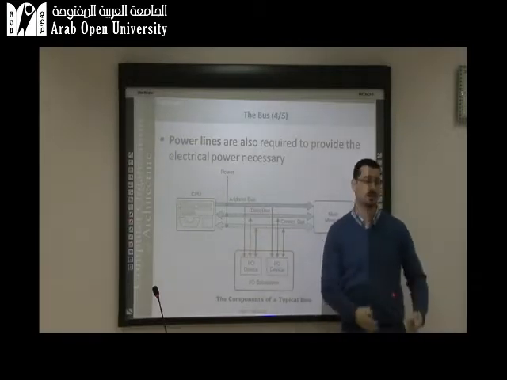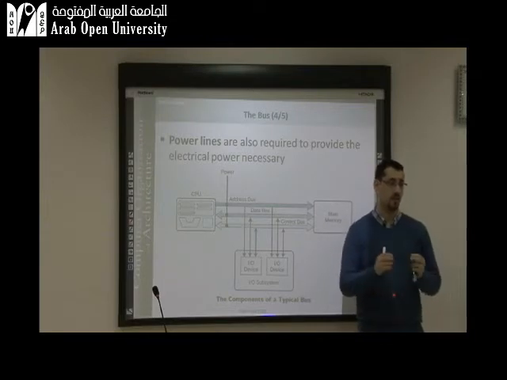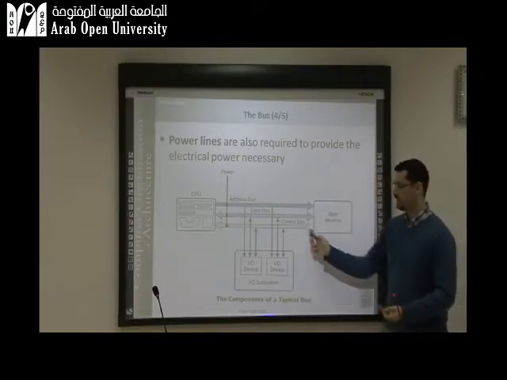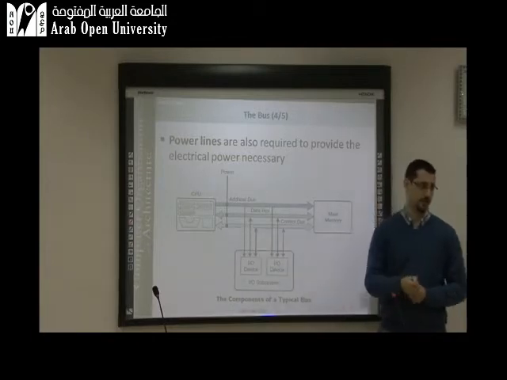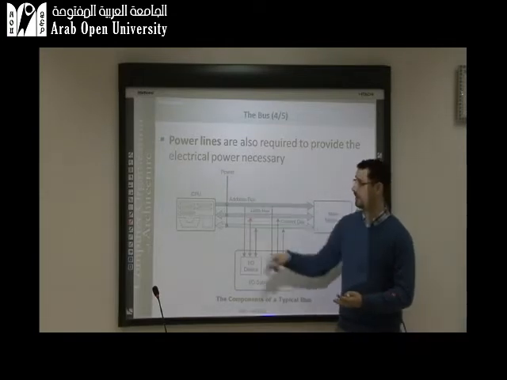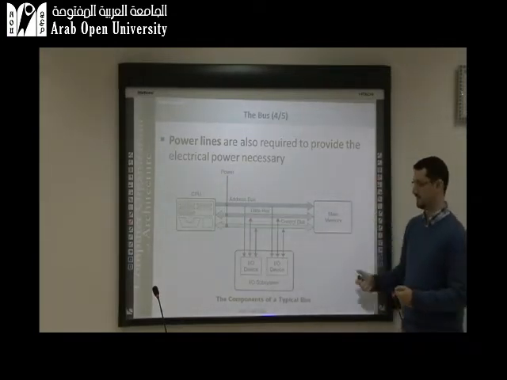Now the control bus: since we can have a bus shared between several devices, we need a way to control access to this bus, and this is why we need control lines. In addition to these, we have power lines that supply power, electricity, for the buses.